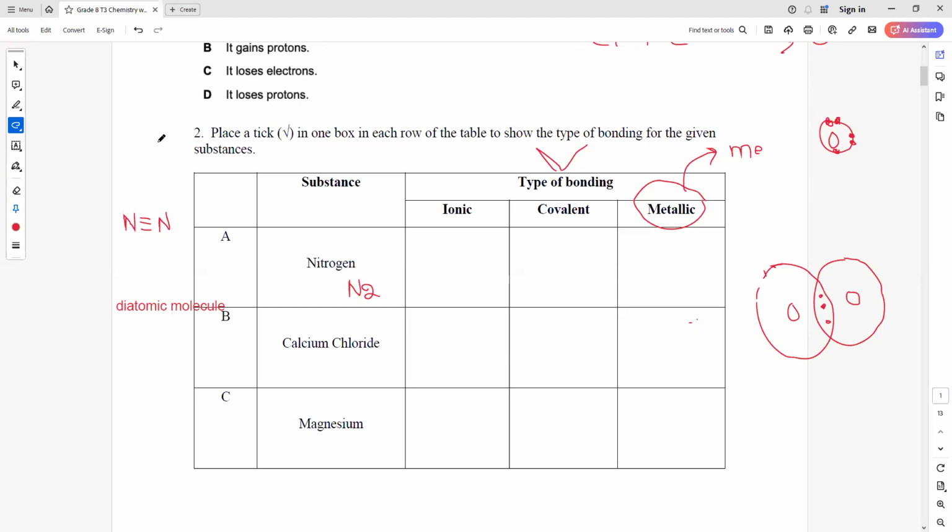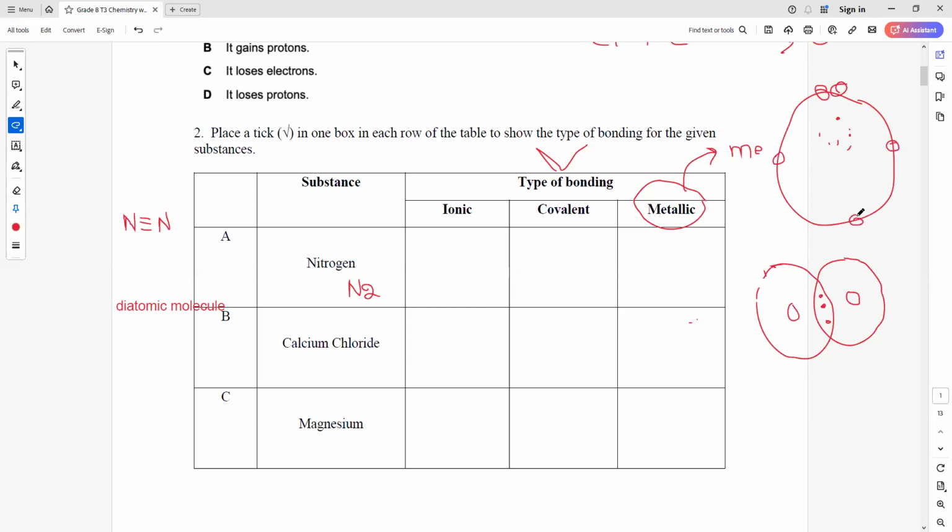Okay, now if I draw like this, it will be easier for you to understand. Let's assume an individual nitrogen atom. It has 5 electrons in its outermost shell, right? So I draw 2 paired and the rest 3 as single electrons.